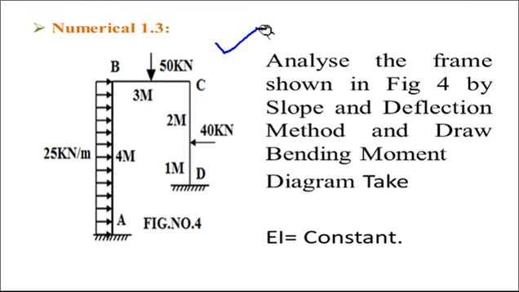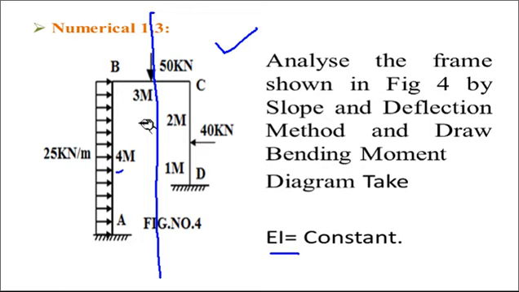Now the problem is given as follows: analyze the frame shown in the figure by slope deflection method and draw the bending moment diagram. Take EI constant for all the members. In the given figure, at first sight, the figure is not symmetrical about the y-axis. The loading is also not symmetrical. The length of column AB is 4 meter, and the length of column CD is 3 meter. If this vertical is the y-axis, it is not symmetrical about the y-axis.